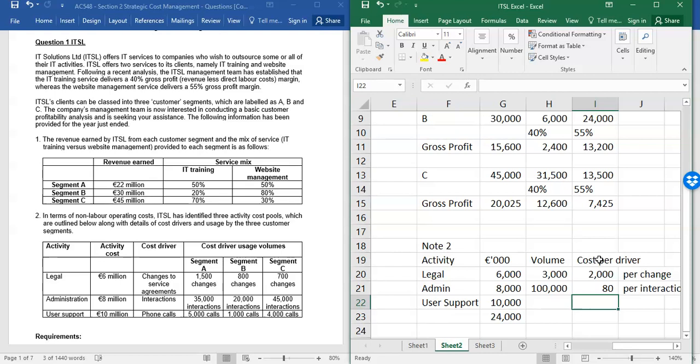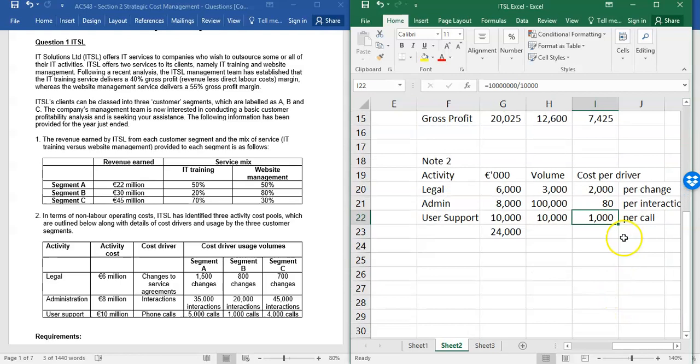And then user support: there were 10,000 phone calls, and there was 10 million of user support costs. So that means the cost, 10 million divided by 10,000, is 1,000 per call. So you now have your costs per driver: 2,000 per change to the legal agreement, 800 per interaction, and 1,000 per call. And when you have that, you can allocate to each segment.